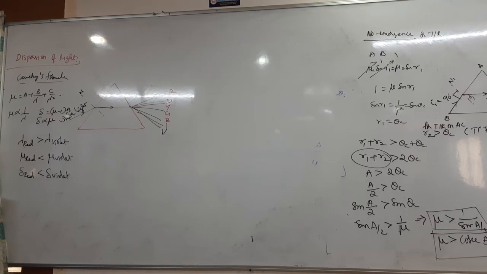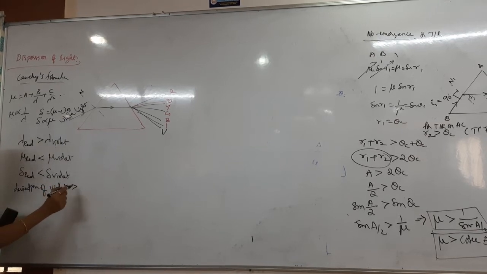From that I can say that delta is directly proportional to mu, and mu is inversely proportional to lambda. Everybody knows that the wavelength of red will be more than the wavelength of violet. So lambda red is more than lambda violet, then mu red will be less than mu violet, because it is inversely proportional, and this is directly proportional to delta, that is delta red is less than delta violet. Which is deviating more here? Violet deviates more as compared to the red. So deviation of violet is greater than red.